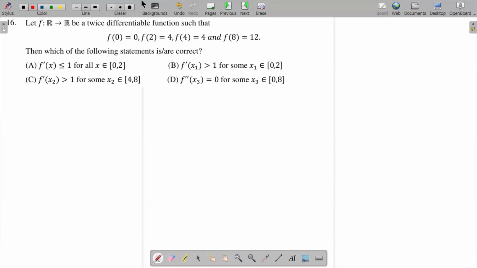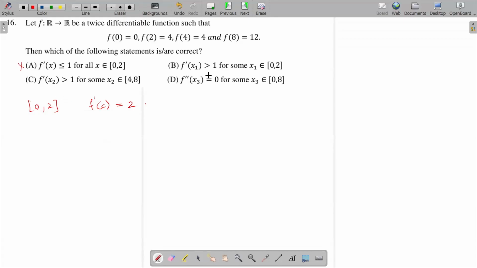So the first one is wrong. Let me see. Yes, this is wrong because, I'll just write quick points. Over 0 to 2, if I apply LMVT, you get some f dash c equal to 4 minus 0 upon 2 minus 0, that is 2. So this is not possible. There is a point, in fact, where f dash is greater than 1.